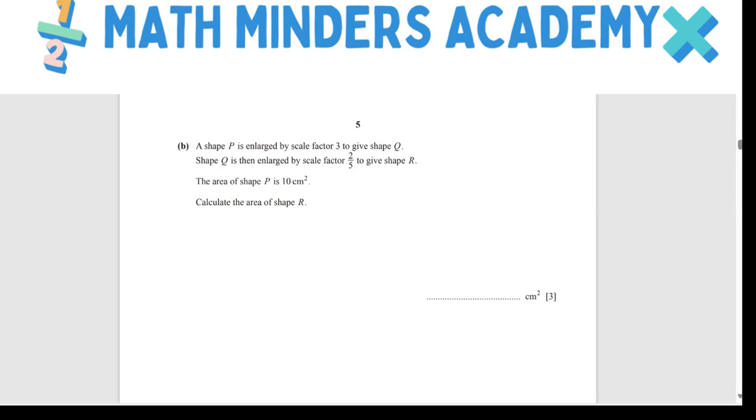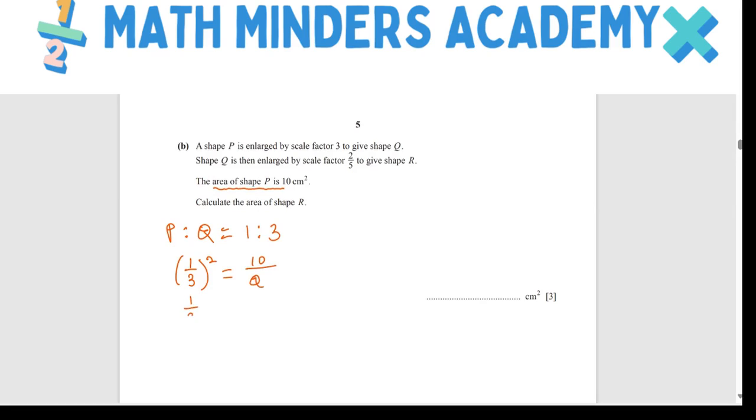That means P ratio Q is 1:3. Okay. Since let's take the area factor. This is scale factor. So the area factor is 1/3 squared. And now we know here that the area of shape P is 10, but we do not know the area of shape Q. Okay, we have this.